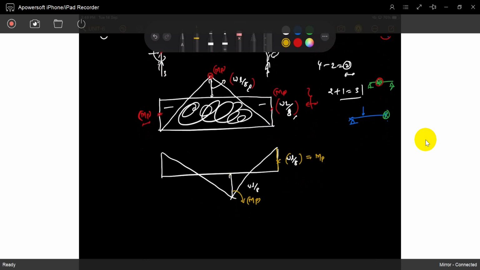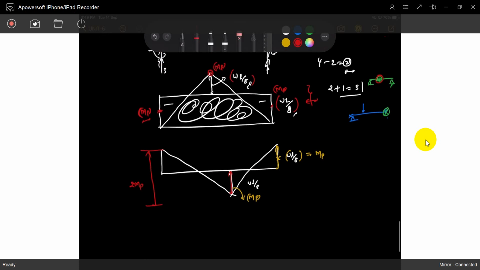This is MP, this is also MP, this is also MP. So now you can see this is 2 MP. Understood? So now you can write it. 2 MP is equal to what? 2 MP is equal to WL by 8 plus WL by 8.